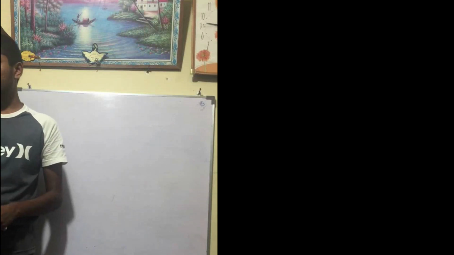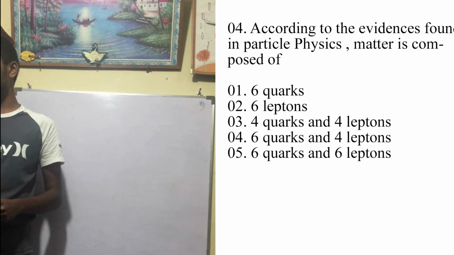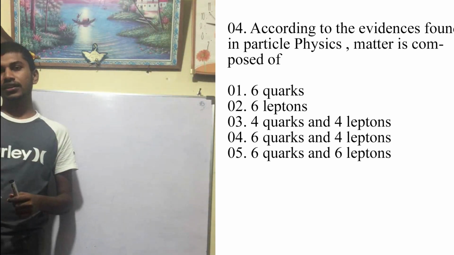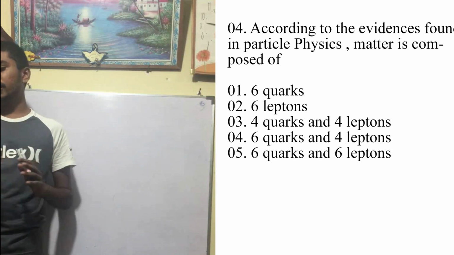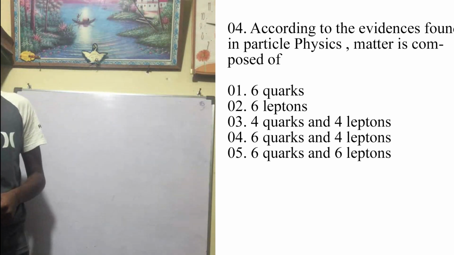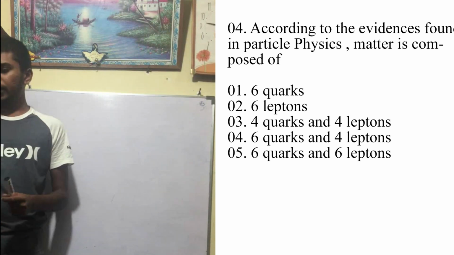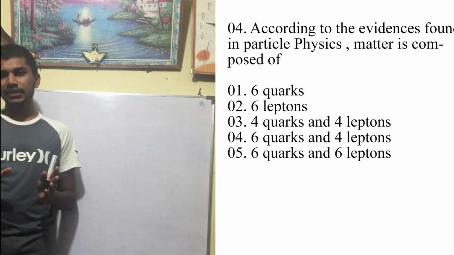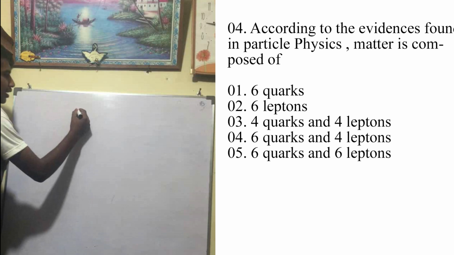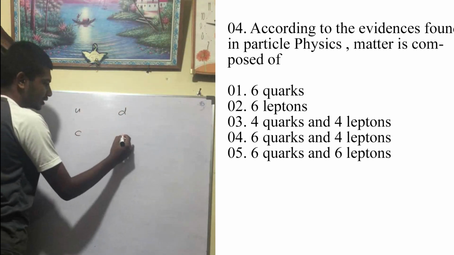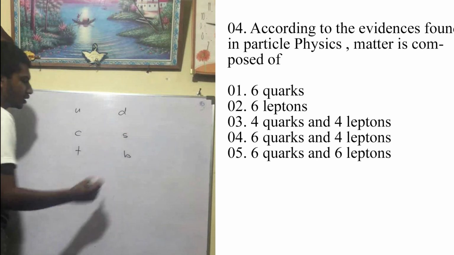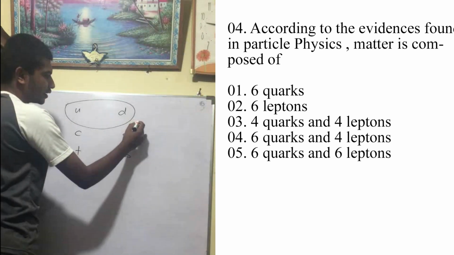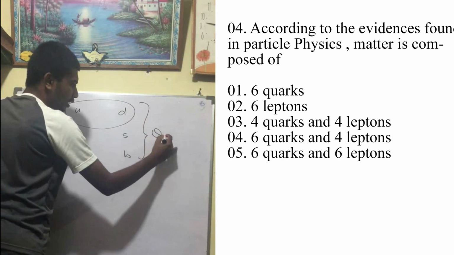So the next question is, according to the evidence found in particle physics, matter is composed of, right? In the initial stage of science, they said that they can't divide the atom anymore, but since the technology has improved, they have divided it more. So basically quarks are from dividing neutrons. In quarks you have basically 6 types. Those are up and down, charm and strange, top and bottom, right? These up and down are present normally in all the neutrons, and these 6 are called quarks.